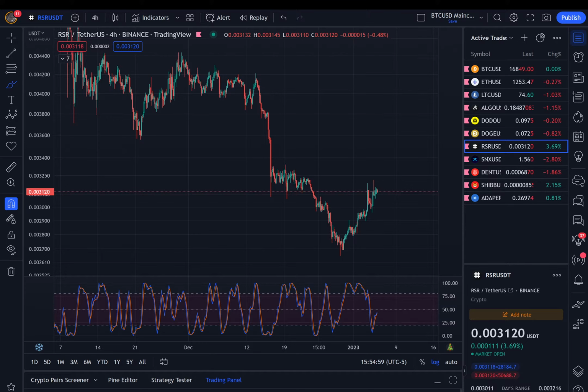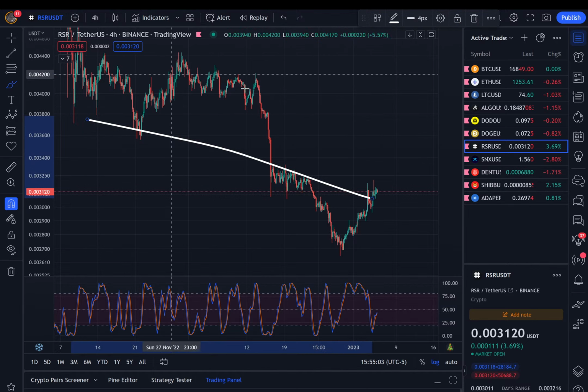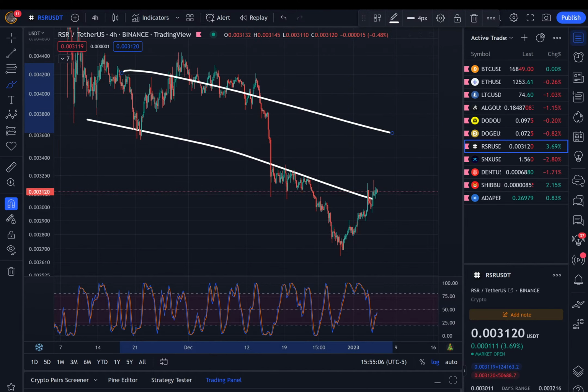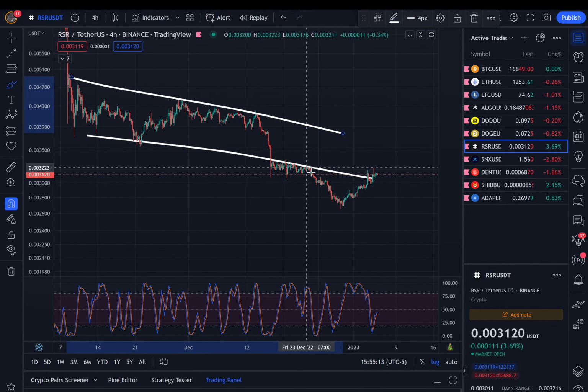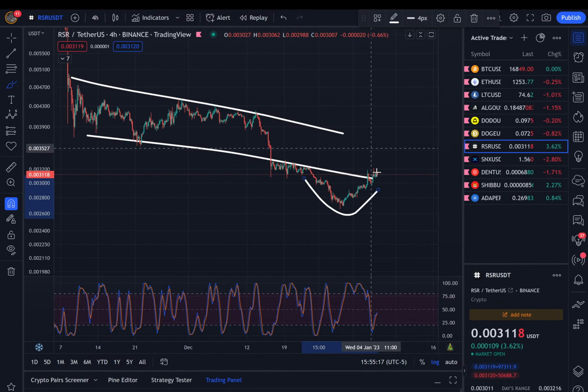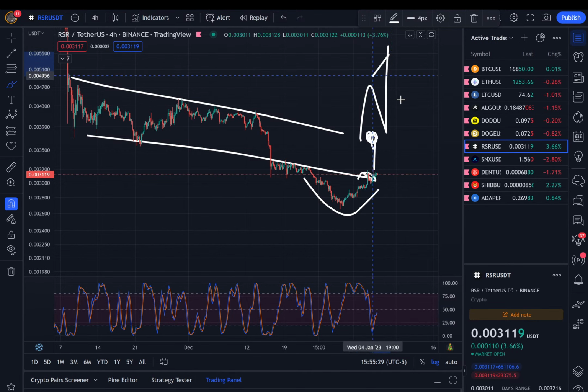Same thing with RSR, except this is a sloped consolidation range. Okay? And here you lost it, and now you're just regaining it. So you're regaining this level, this range. So it's a V-shaped recovery, and now you're back in the range. So I expect you go up at least to the top of the range, probably break it, retest it, and continue. Okay? So that's what I'm seeing with a lot of the altcoins.